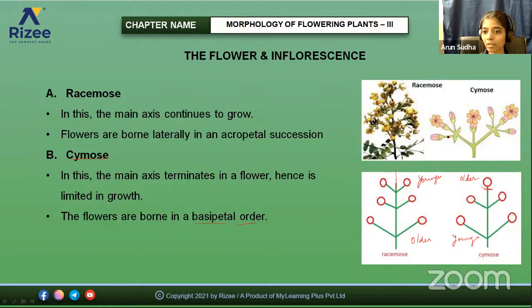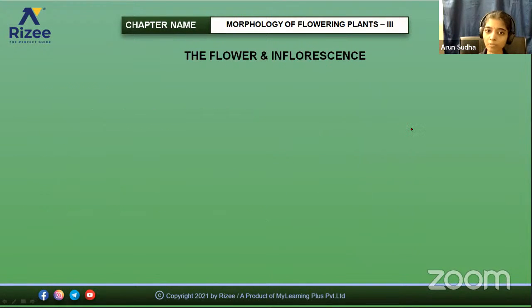Here all the flowers are present at the terminal end. But in the case of racemose, the main axis will grow and only the lateral branches will have the flowers. So based on that, there are these two types of inflorescence. So we'll see some of the different types of racemose and cymose inflorescence.